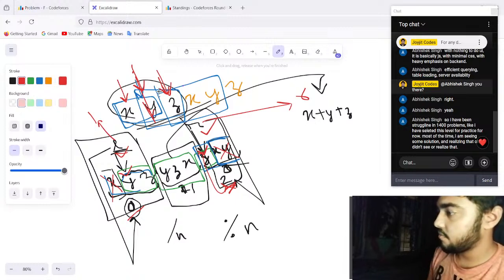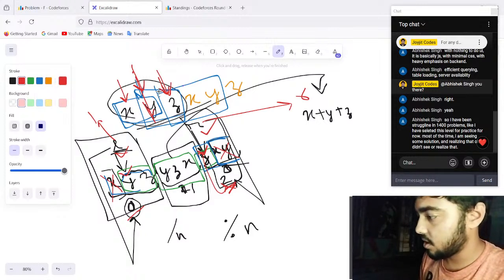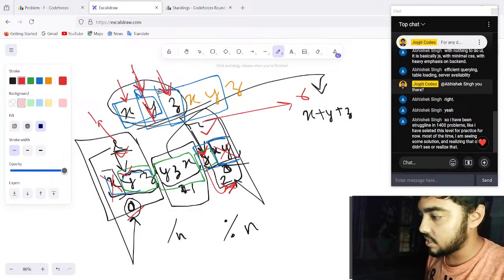I have been struggling in 1400 problems, and I have selected this level for practice for now. Most of the time I'm seeing some solution and realizing that, oh, I didn't see or realize that. It's okay, it comes with practice. You don't have to be too tensed about that.